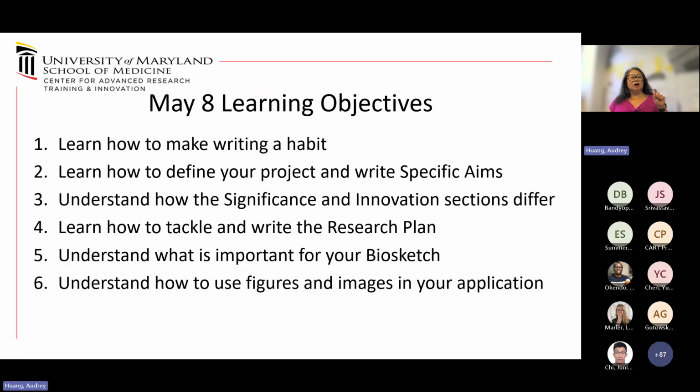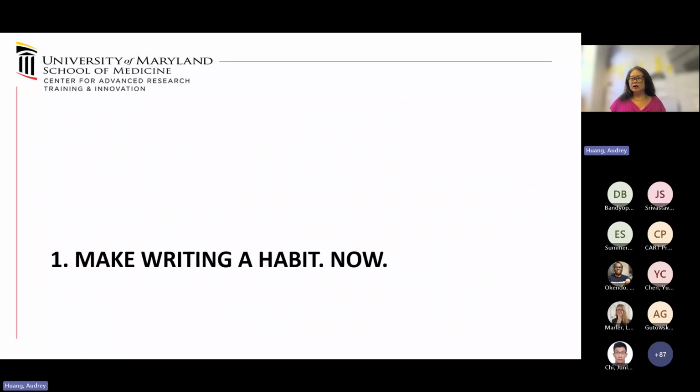We'll get to that. And then we're going to cover how to define your research project and write your specific aims page. We're going to talk about significance and innovations, which are a critical aspect of the research plan. We're going to then talk about the rest of the research plan, where you're proposing the experiments that you're going to do. We're going to spend a little bit of time talking about your biosketch, because in my experience, I find most people spend the least amount of time on their biosketch and it dings them. So we'll talk about that, and we'll talk about use of figures and illustrations in your application and what to do, what not to do.